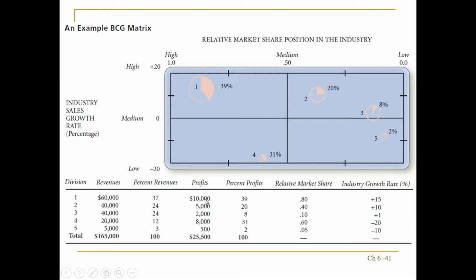Again, we can calculate the percentage if we divide each profit by the total. 10,000 divided by 25,500 becomes 39%. So 39% of the profit is earned by division 1, 20% of the profit is earned by division number 2, 8% by division number 3, 31% by division 4, and 2% by division number 5.